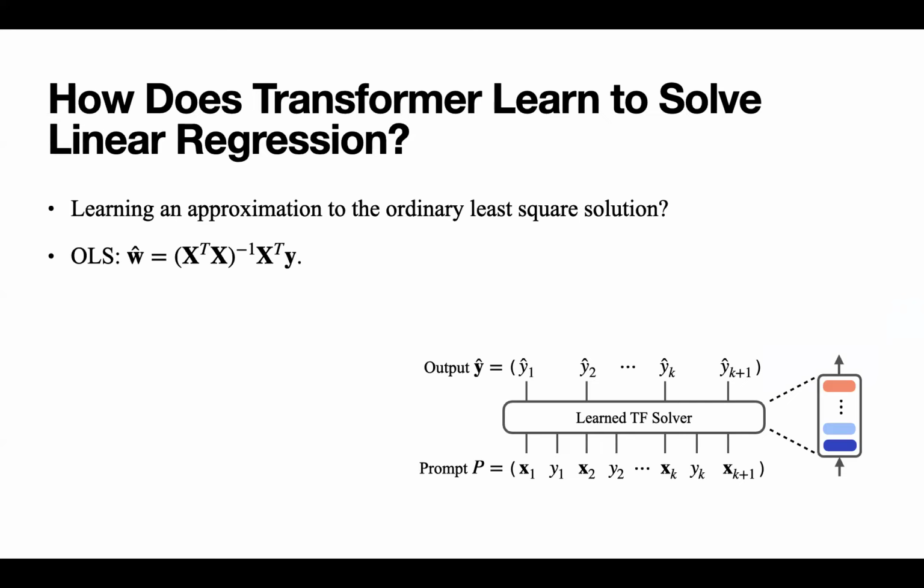After seeing this, people have the question of what the transformer is doing when it's trying to solve this linear regression problem. We know there is a least squares solver, which does the calculation (X transpose X) inverse X transpose y. And maybe the transformer is just learning an approximation to this solution.